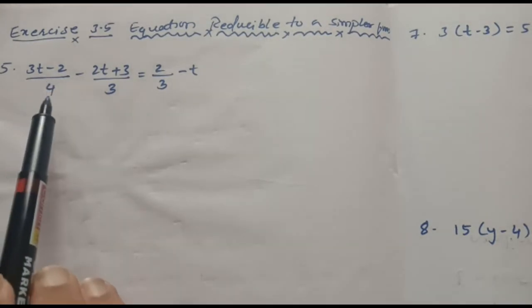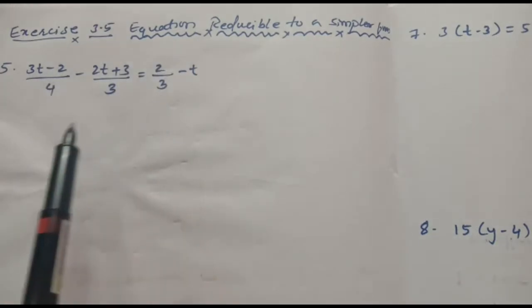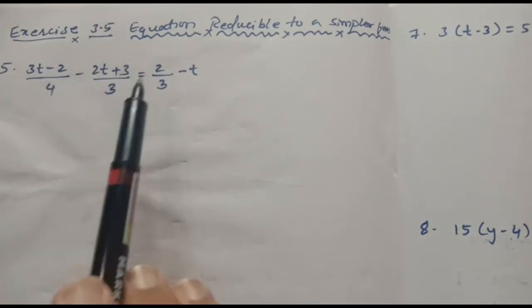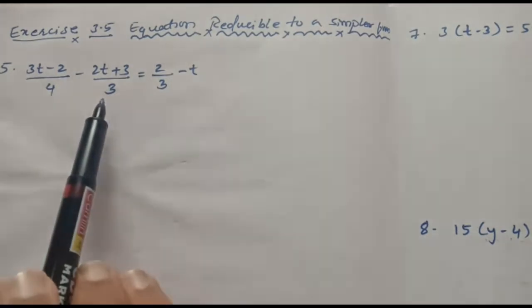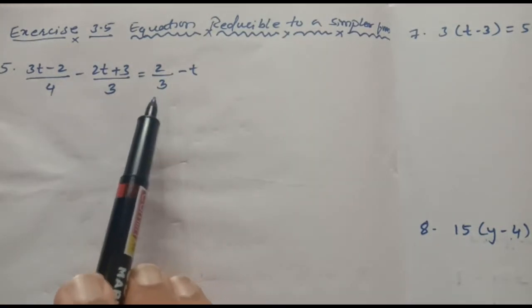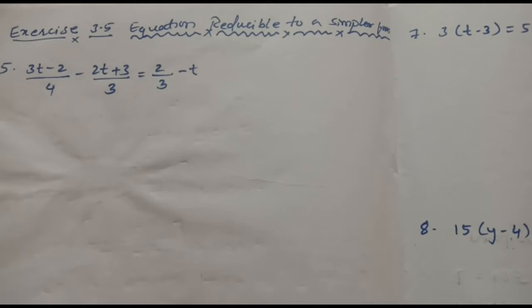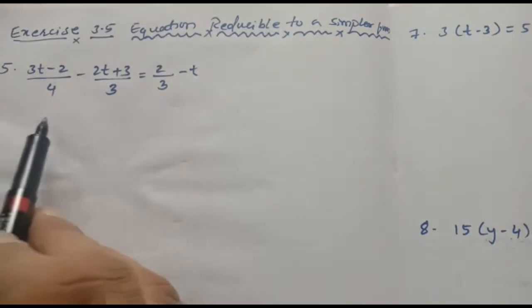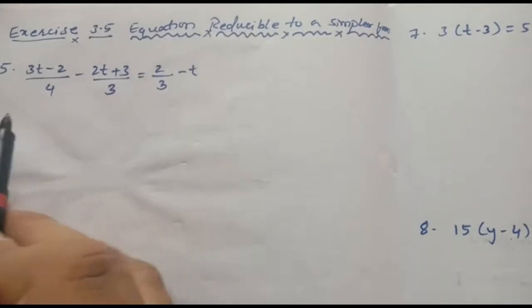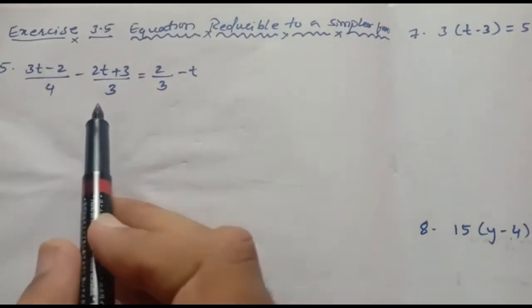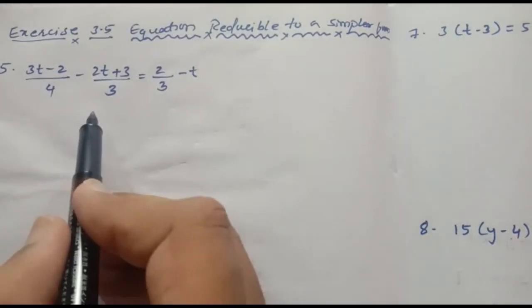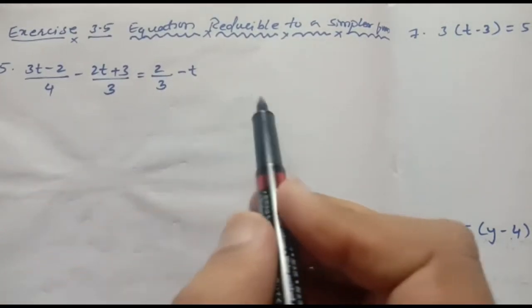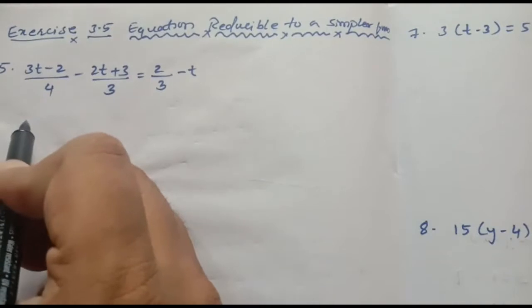First we have to multiply LCM both sides in LHS as well as RHS. The LCM of 4, 3 and 3 is 12. Let's multiply 12 both sides. I am not writing the sentence but I want you to write it. Multiply LCM is equal to 12 both sides. I am multiplying now.